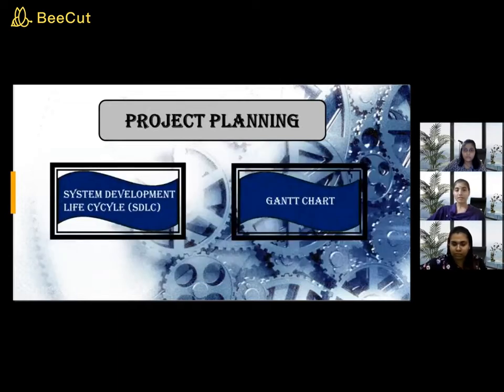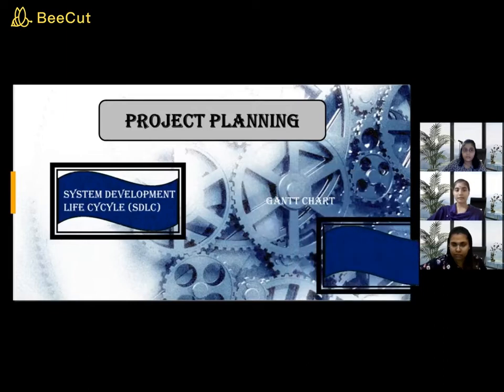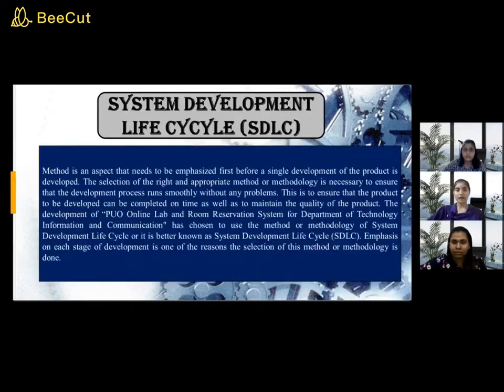Next is project planning. We have two project plannings. First is the System Development Life Cycle, SDLC, and the second is the Gantt chart. First, let's see the System Development Life Cycle, SDLC. Method is an aspect that needs to be emphasized first before a single product is developed. The selection of the right and appropriate method or methodology is necessary to ensure that the development process runs smoothly without any problems.